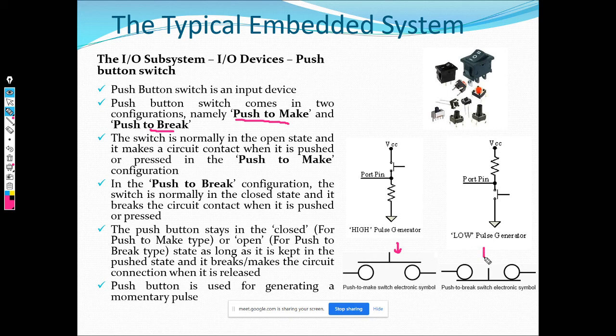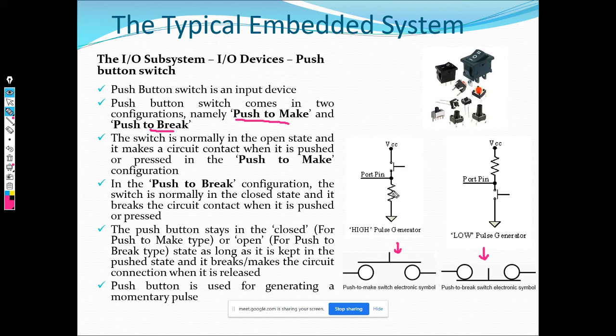And push to break, on the other hand, is something like this. By default the circuit will be complete, you'll be at a higher voltage, but when you want to break the circuit, you push it. In many situations this is very useful. So the circuit diagram is something like this, right?